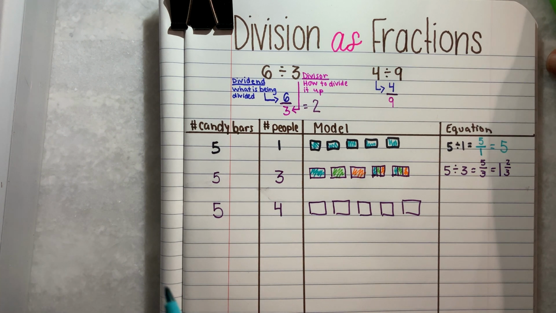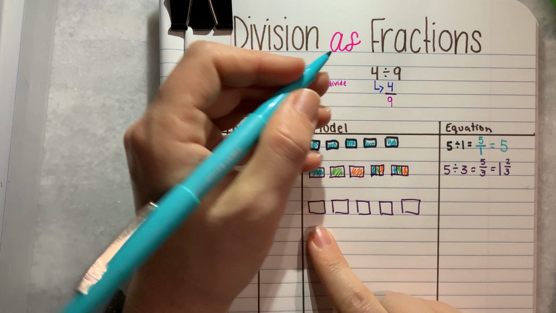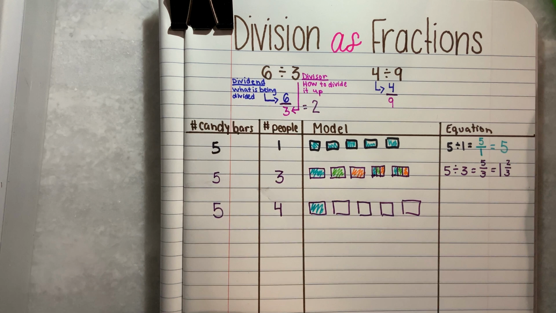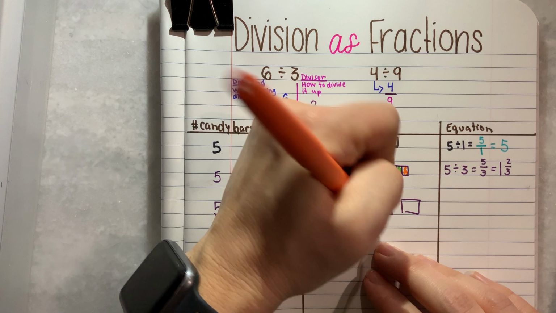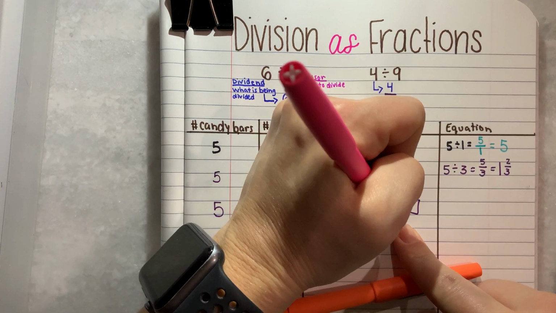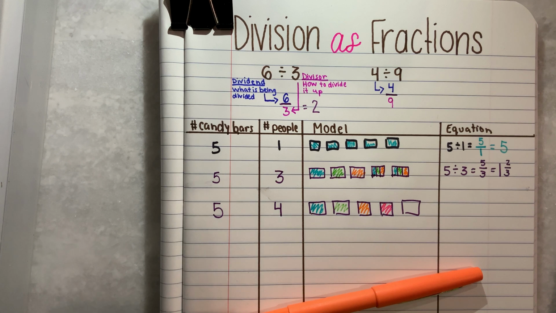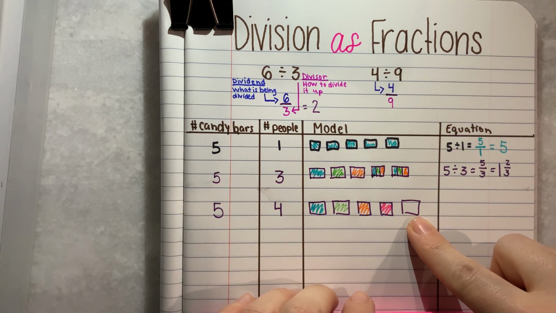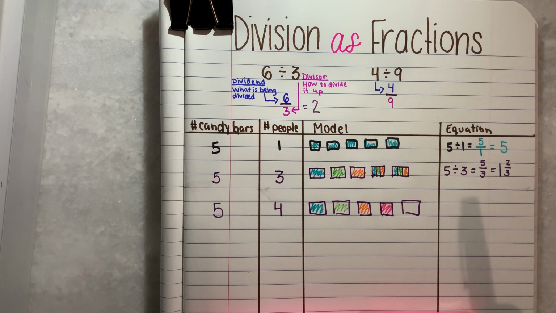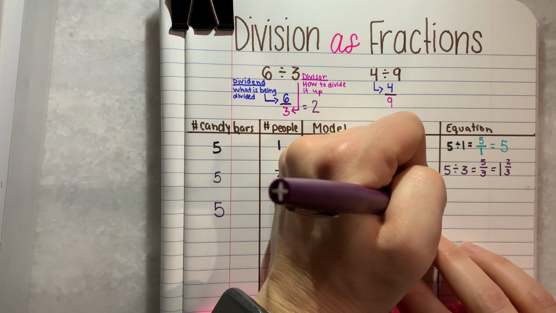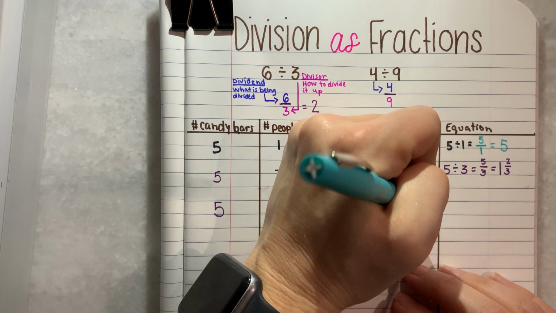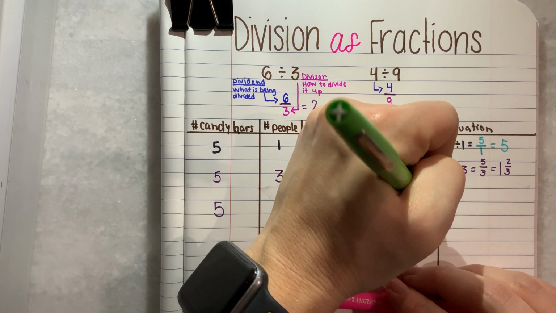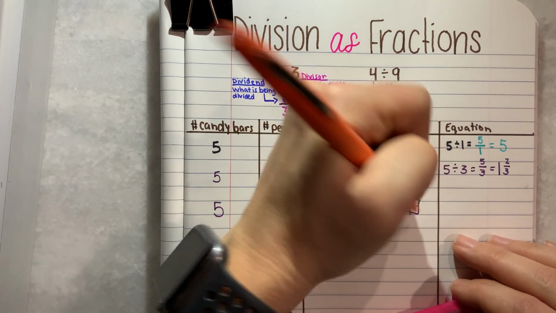So again, each person is going to get one entire candy bar. So there's 3 people, and I have 1 more. So there's 4. Now I have 1 candy bar to share between all 4 people. So how do I have to break that candy bar apart? Absolutely, we have to break it into 4 pieces. And then each person would get 1 of those pieces.